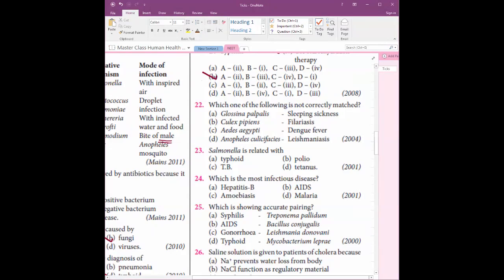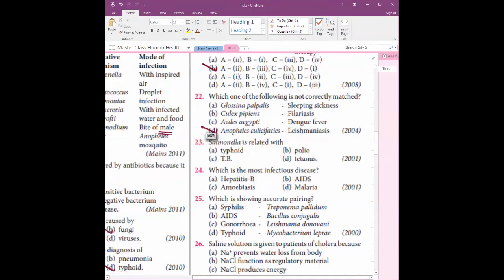Okay, so guys, if we know that this is definitely wrong, that means Glossina is definitely for your sleeping sickness. So this is how we are always going to get to the right answer, guys. This is a method of elimination. If you understand how things are working, then you can definitely get the right answer.